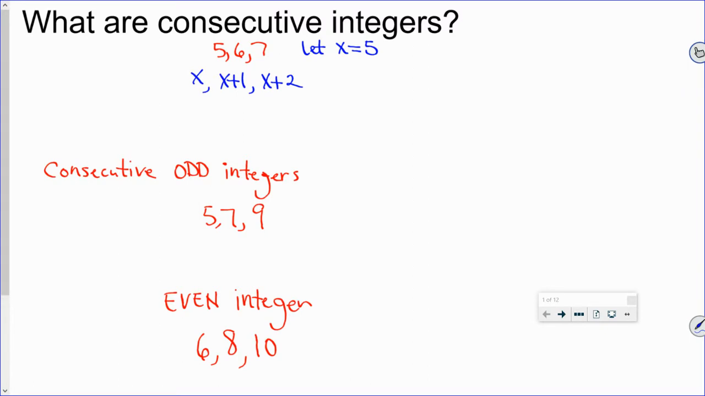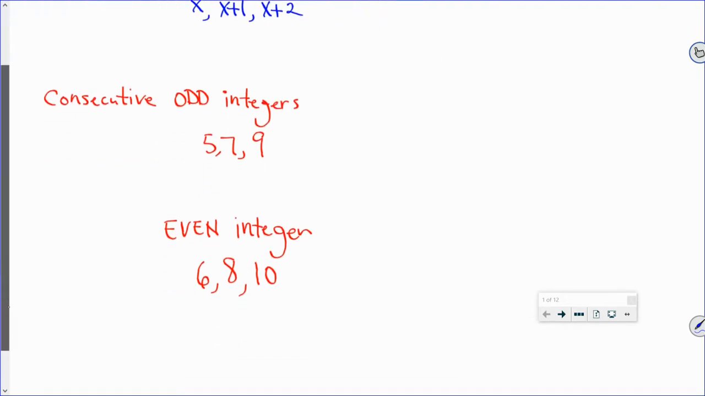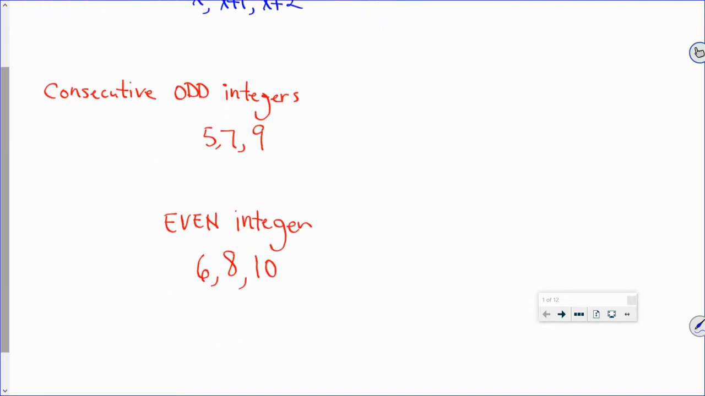Let's talk about that then with even integers, or odd integers. Let's start with odd. Let x equal 5. Okay, so if I want to write that as an expression, if x equals 5, then my first integer would be 5. But what would my second integer be to get 7? How did I get from 5 to 7?